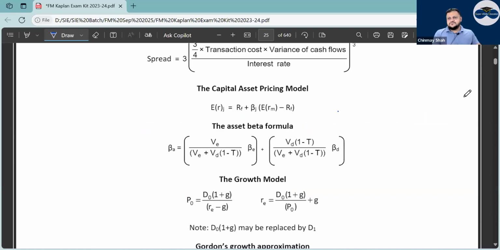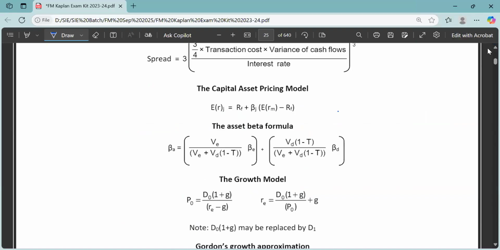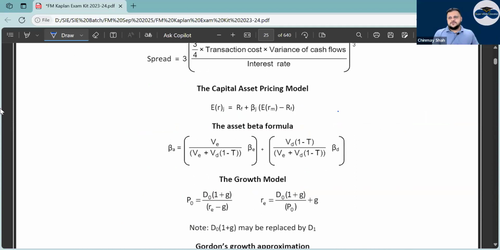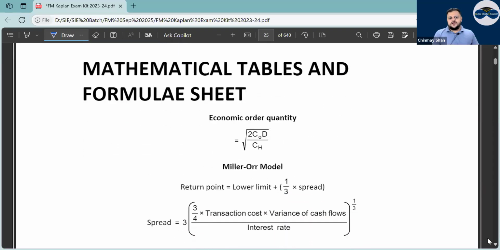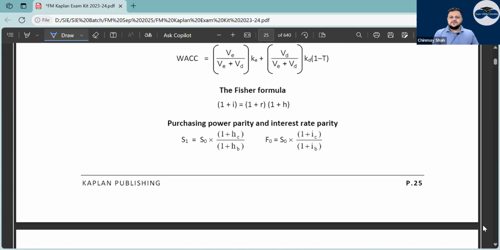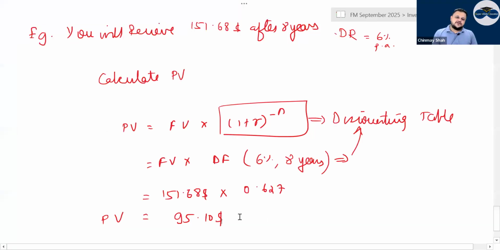Now, tell me. Yes. Right. So have a look. So this mathematical tables and formula. This formula sheet is given. Most of the formulas you don't have to remember, but I am sure that you will remember all the formulas. Here I will make you learn all the formulas in class. Okay, $95.10. Correct.